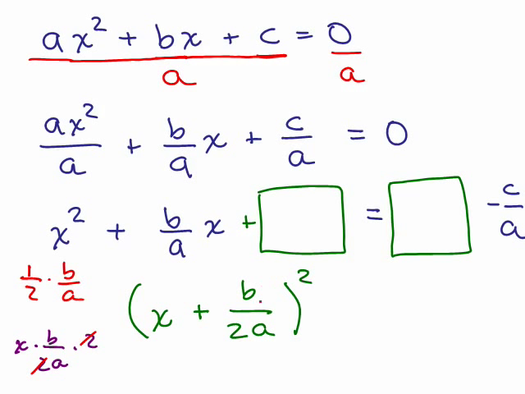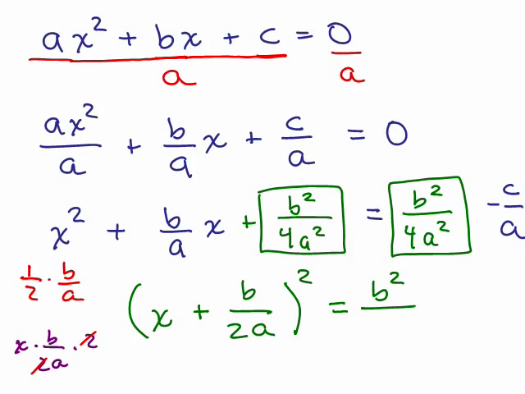And then the last term, which is what we want to know what goes in the box here, is the last term squared. So b over 2a times b over 2a is b squared over 4a squared. Whatever I add to the left side of the equation, I must add to the right side of the equation. Okay, so I have b squared over 4a squared minus c over a.